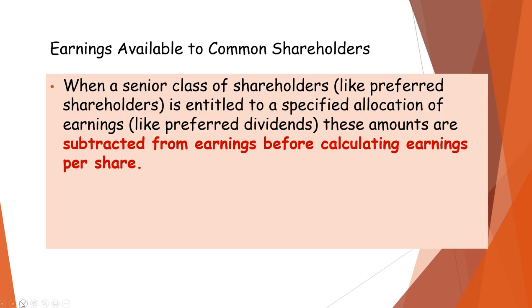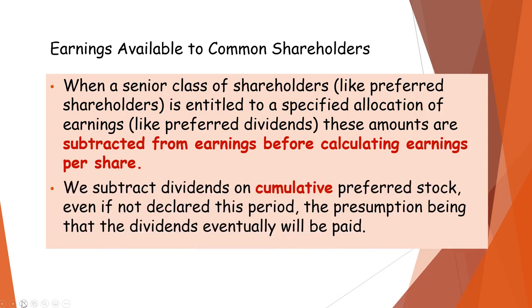So, when a senior class of shareholders, like preferred shareholders, is entitled to a specified allocation of earnings, these amounts are subtracted from earnings before calculating earnings per share. We subtract dividends on cumulative preferred stock even if not declared this period, the presumption being that the dividends eventually will be paid. So if they have dividends in arrears of 3 years, then you would have to subtract out 3 years' worth of dividends on the preferred stock.